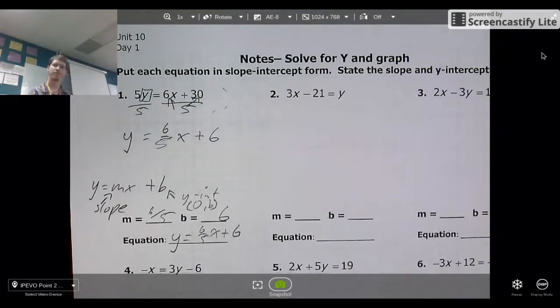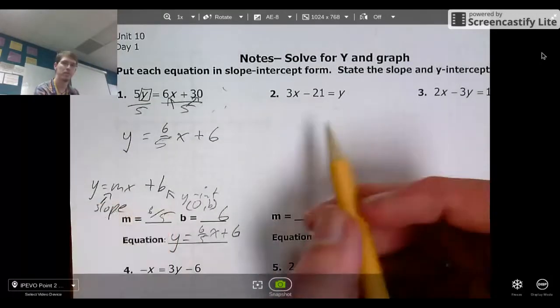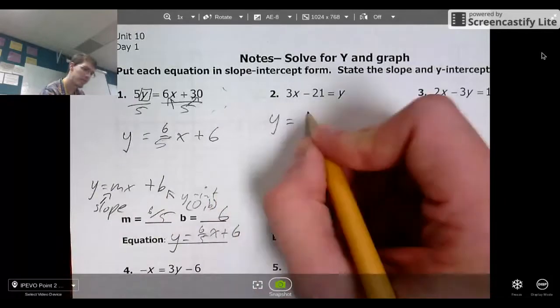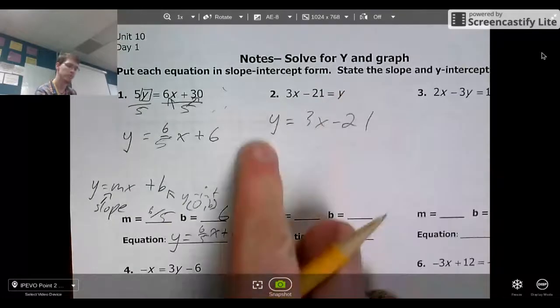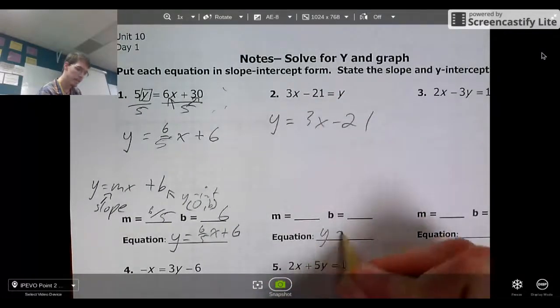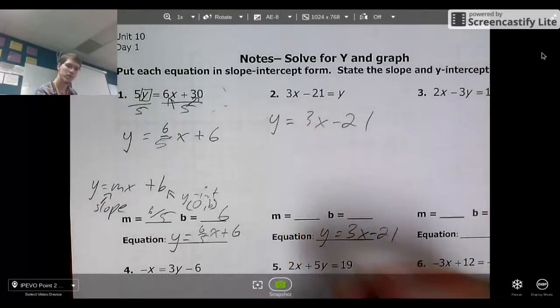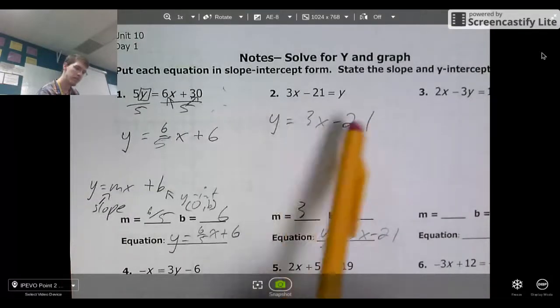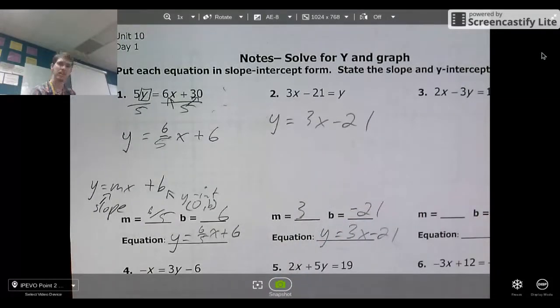For the second problem, we want to get y by itself. Is there anything keeping us from getting y by itself? There really isn't, except that this is written in a little bit reverse form. We want y equals something, so why don't we just switch that around? Y equals 3x minus 21. The 3 is still there, the minus 21 still there, but the equals y. So what's the slope in this case? Y equals mx, so 3 is our m. 3x plus b. We don't actually have a plus there, so b is minus 21.